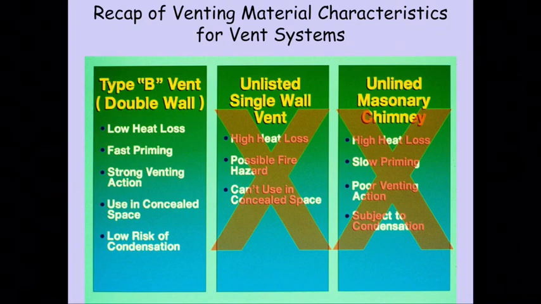Let's take a look at the recap of the venting materials and the characteristics for these vent systems. So a double wall vent system, as shown here, has much lower heat loss. It primes a lot faster. Your venting action is considerably better than a single wall. You can use them in much tighter spaces because you don't need as much clearance from combustibles, and your condensation risk is much lower.